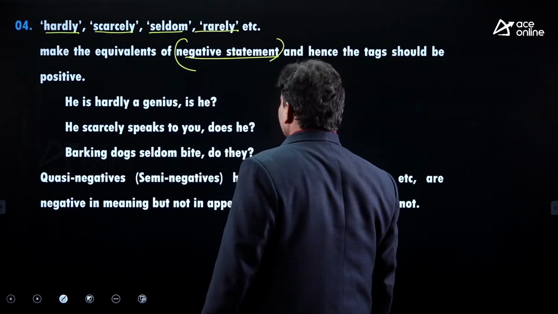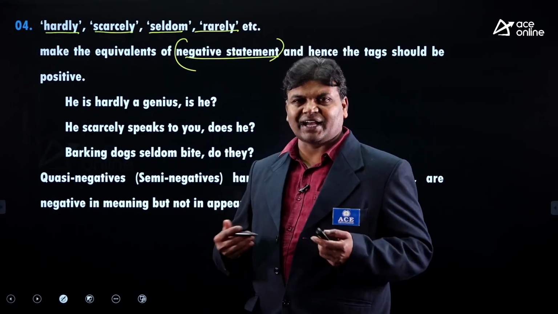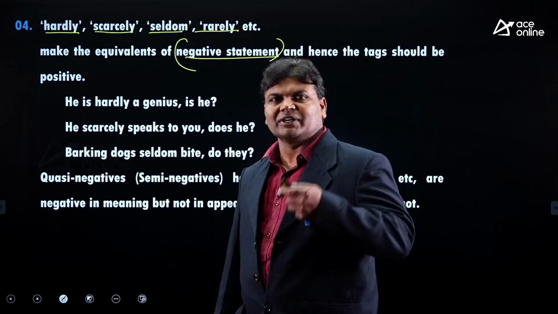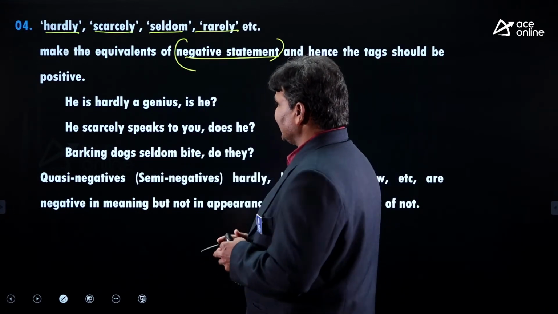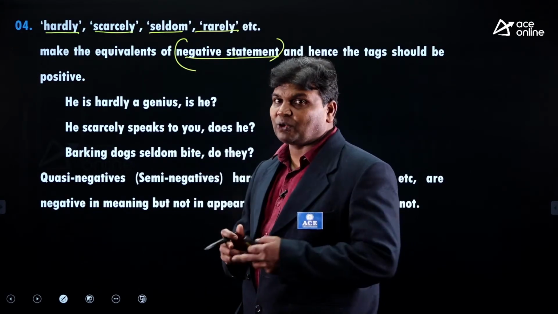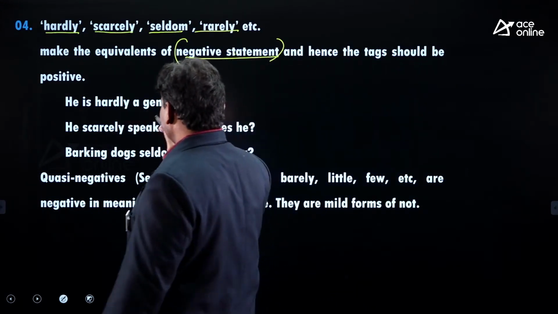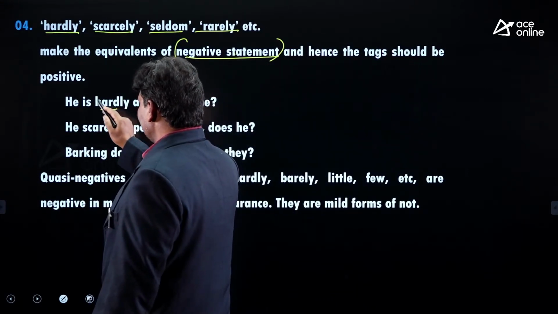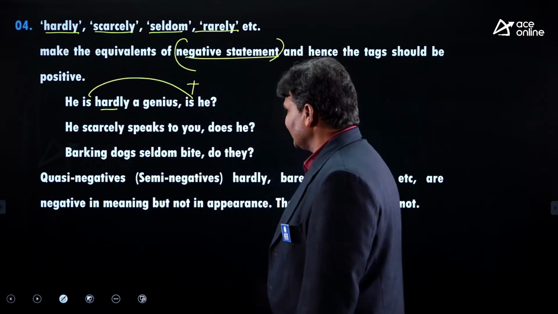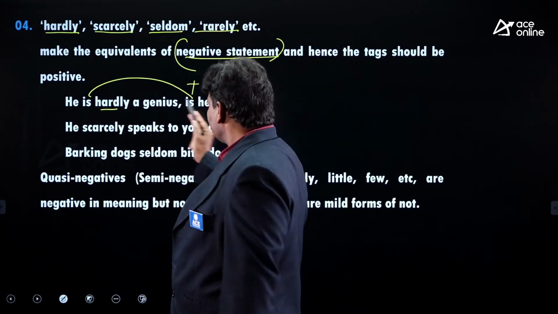And hence the question tag should be positive. The word has a negative meaning, hardly. Maybe in my next class I'll talk about the word hardly, and the word scarcely. So students, now write. These words have a negative meaning. Definitely the question tag should be positive, students. He is hardly a genius. Negative. It will be repeated. Definitely it will be positive now: He is hardly a genius, is he? Same gender, same number, same person.